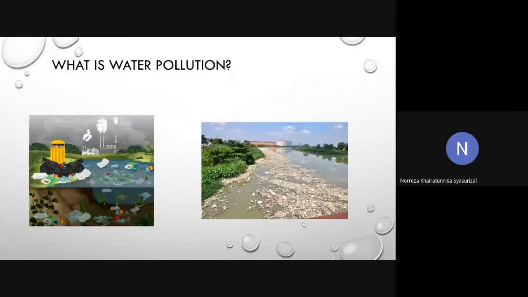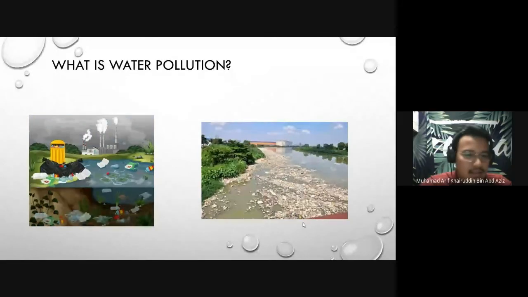Okay, Rizal. Mr. Arif, I want to ask you a question. What are the factors that cause this water pollution to happen, and what are the steps to overcome this matter? Okay, Rizal, next please.